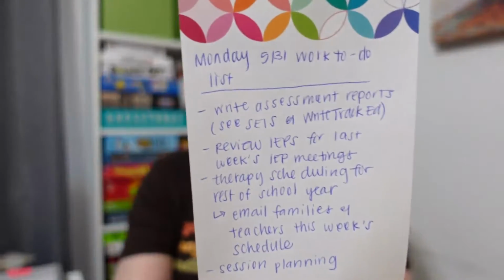So I've written up my to-do list for today. On my to-do list, I need to write some assessment reports, and then I need to review some IEPs. The big thing I want to get done today is therapy scheduling, so I'm going to start us off with that. And then I'm going to email my families and teachers about the schedule this week, and then some session planning. But I'm going to start with the scheduling first.